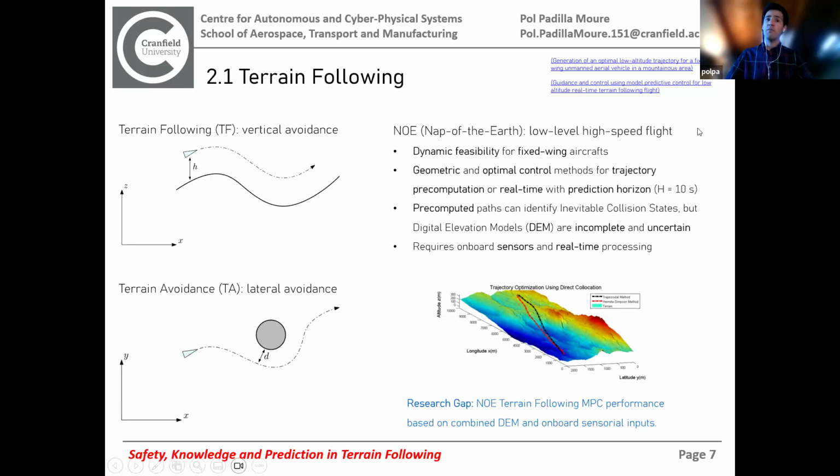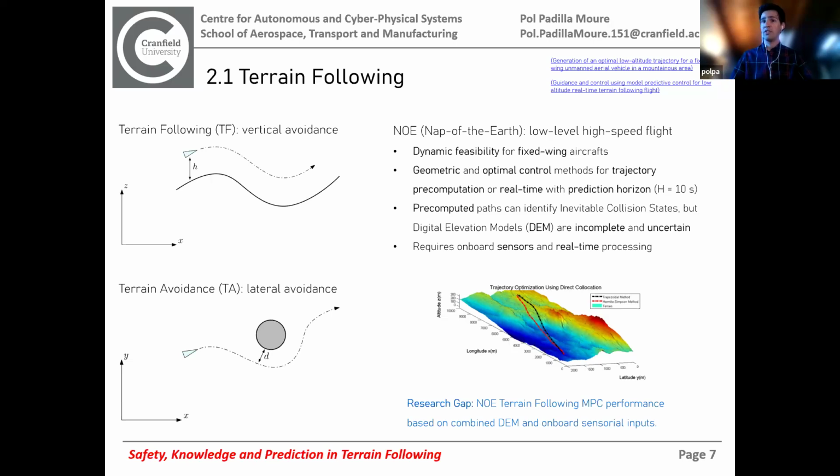And then inside of terrain following, when flying at very low altitude and high speed, this is called nap of the Earth. So you are just hugging the Earth. And this is quite interesting for fixed wing because you need to consider the dynamic feasibility. And then there are several options here. So you can use geometric and optimal control theory for the trajectory pre-computation. But this is based only on digital elevation model data. So if something that was not in the DEM, the digital elevation model, appears in your flight path, you will not be able to react to it because it was not planned.